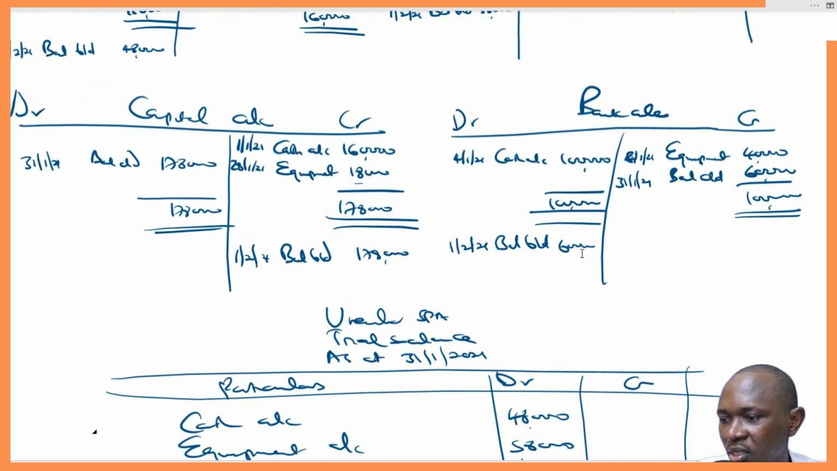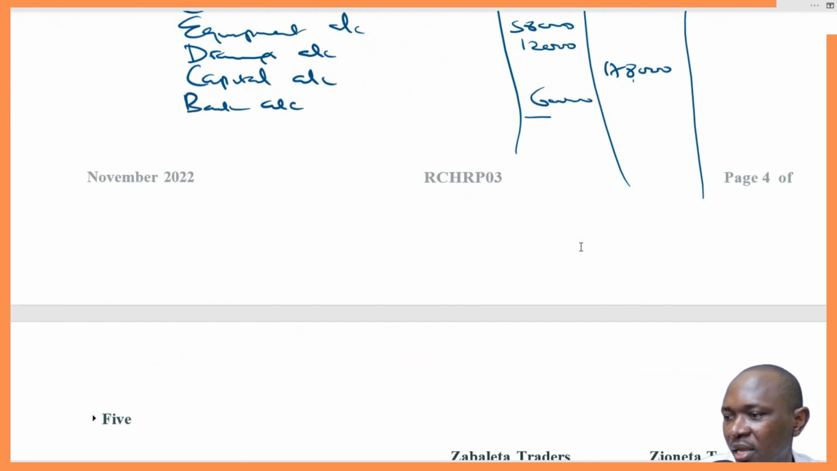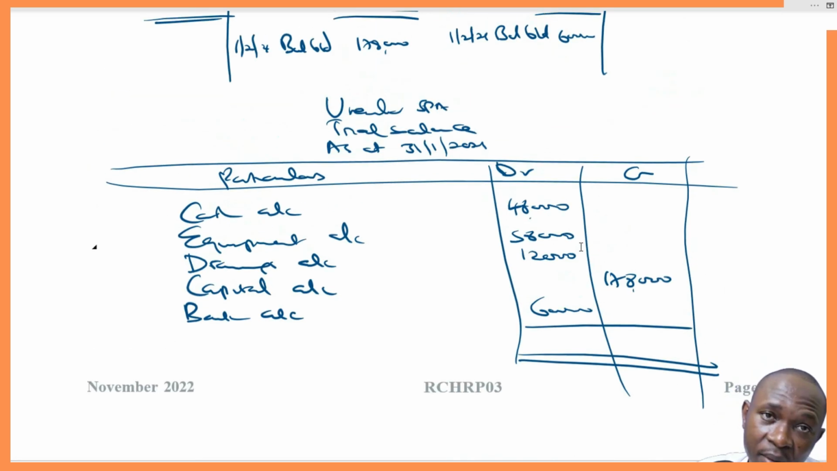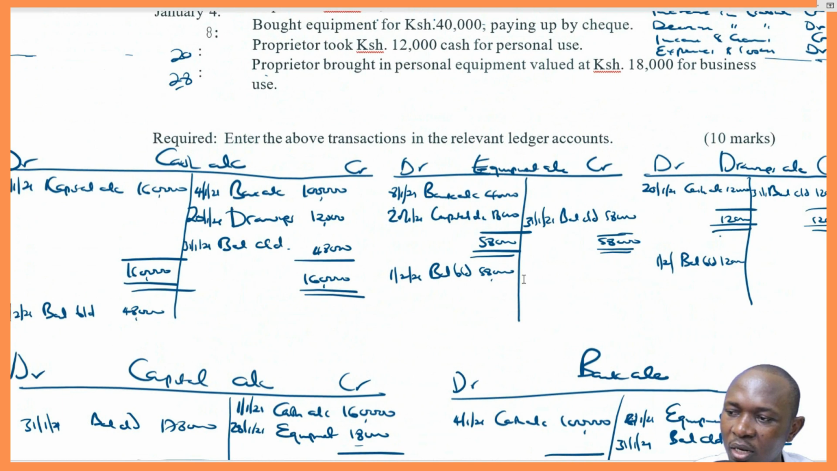Then bank account, 60,000 on the debit side. Let's add the total. It should automatically balance because for every transaction, the debit and the credit must always be equal. So this one is straightforward, 178,000. Let's add this side. 60 plus 12, that is 72. 72 plus 58, that is 130. 130 plus 48, 178,000. So it's balancing.